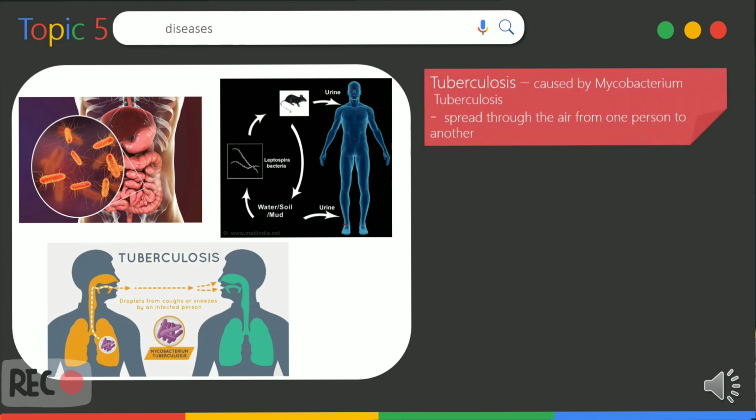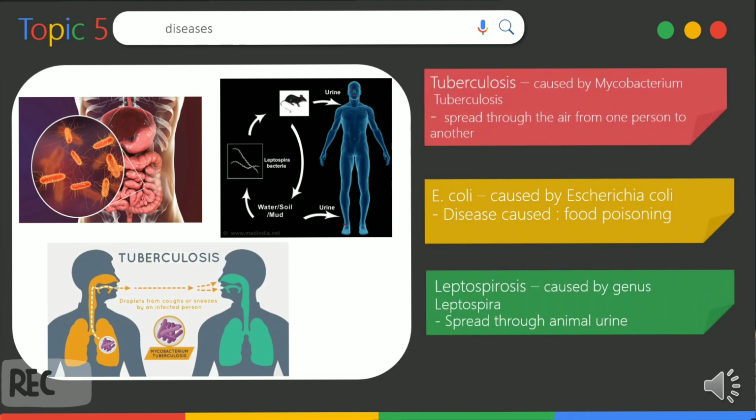These are the diseases of bacteria. Tuberculosis, caused by Mycobacterium. Tuberculosis spreads through the air from one person to another. E. coli, caused by Escherichia coli, is a disease caused by food poisoning. Lastly, leptospirosis, caused by genus Leptospira, spread through animal urine.